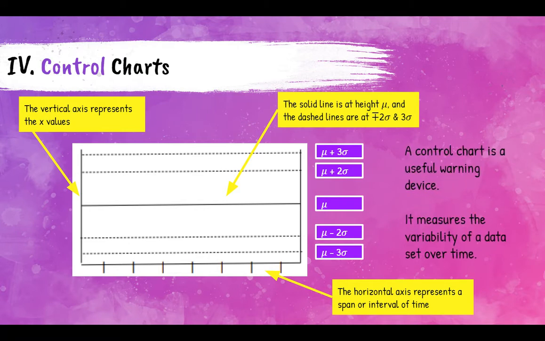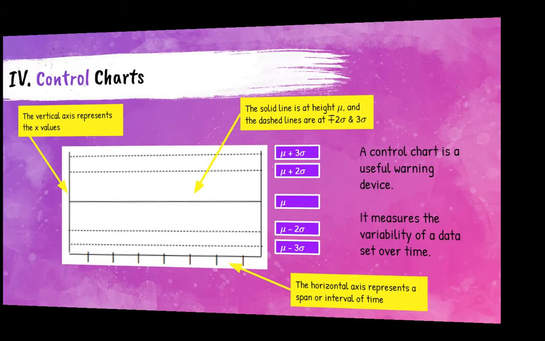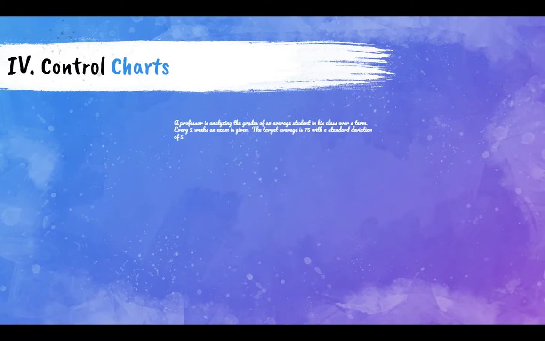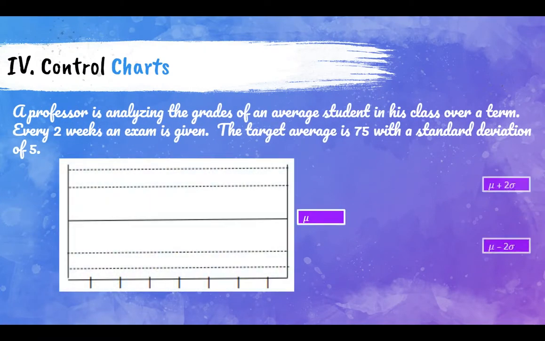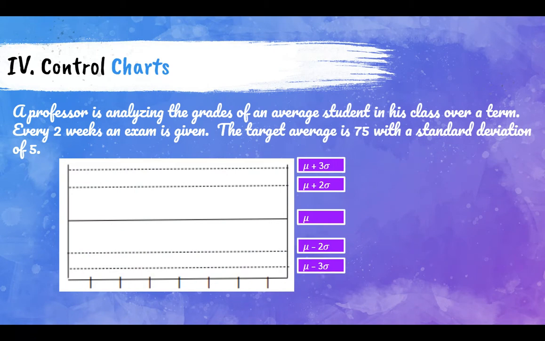A control chart is a useful warning device. It measures the variability of a data set over time, to see whether or not it's in control. Let's take a look at an example. A professor is analyzing the grades of an average student in his class over a term. Every 2 weeks of the 14-week term, an exam is given. The target average is 75 with a standard deviation of 5.